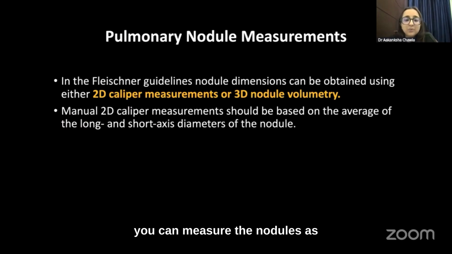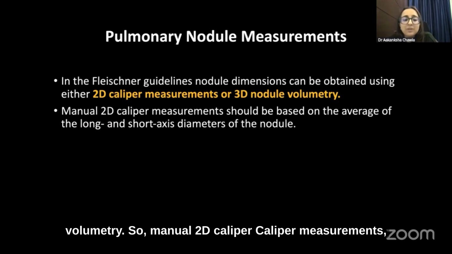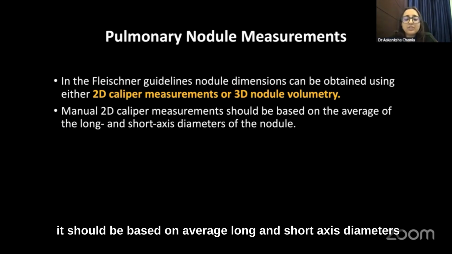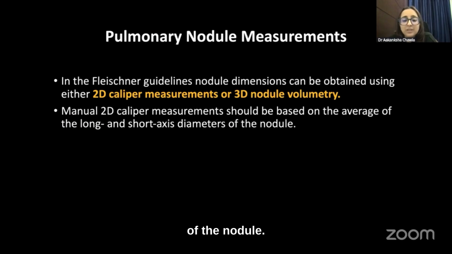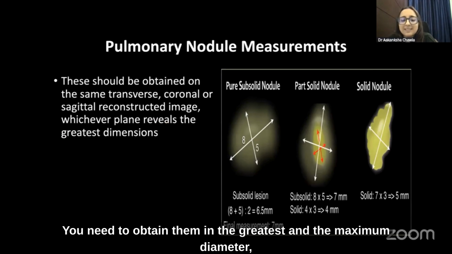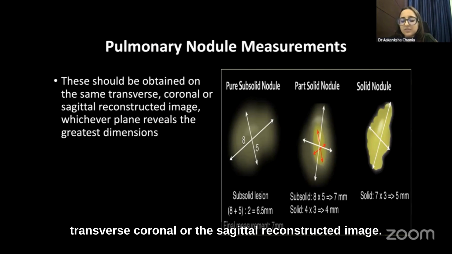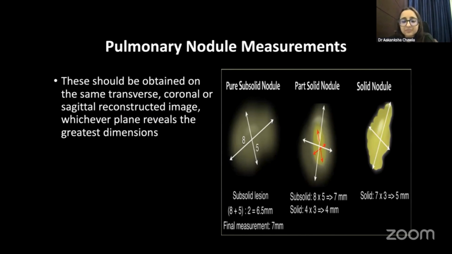Now, you can measure the nodules as well, and Fleischner guidelines talk about 2D caliper manual measurements as well as 3D nodule volumetry. So manual 2D caliper measurements should be based on average long and short axis diameters of the nodule. When you're obtaining measurements, you need to see the nodule first. You need to obtain them in the greatest and the maximum diameter, the greatest dimensions, and they should be obtained the same across the transverse, coronal or the sagittal reconstructed image.